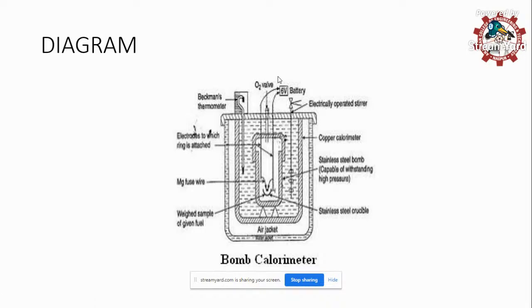Okay. Now next, with the help of oxygen pump and all, with the help of oxygen cylinder, we are going to pump in 25 to 35 atmospheric pressure oxygen into this area. Okay. Why are we putting excess amount of oxygen? So that complete combustion takes place.